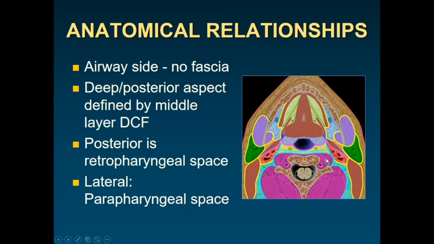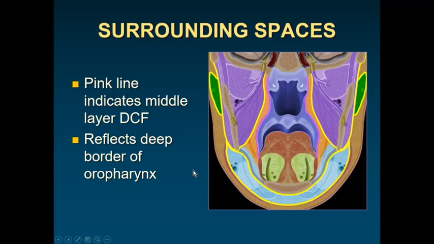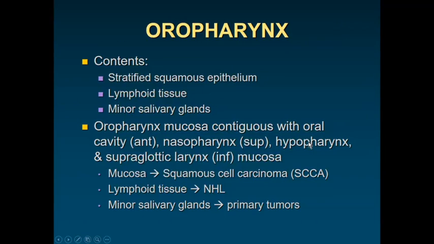In terms of anatomical relationships, this has been discussed in an earlier talk. On the airway side, there's really no fascia at all, so there's nothing stopping it there. And along the deep aspect of the oropharynx, defined by this pink layer that represents the middle layer of deep cervical fascia, does present a relative barrier to disease spread into the retropharyngeal space or parapharyngeal space. On this coronal graphic, again, the pink line shows that middle layer, and you can see the oropharynx depicted in blue, just kind of outlining that space.